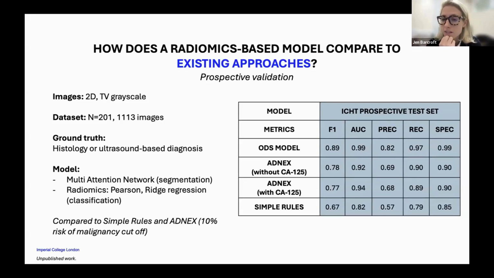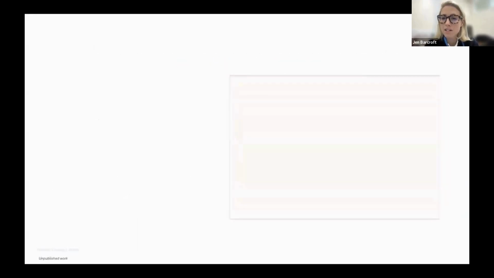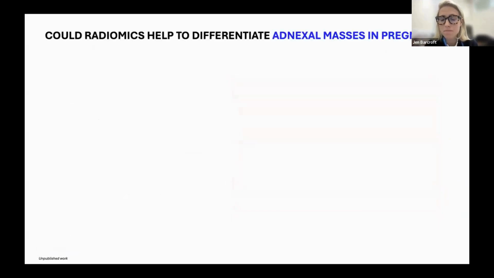But certainly this model, which does not require expertise, i.e. it's an automated end-to-end, so the model picks up the lesion, it extracts the features, it gives an output, in comparison to a model which, as I said, requires quite significant ultrasound expertise to apply it accurately. So it's definitely highlighting a potentially promising approach for classifying adnexal masks without the need for an expert. But clearly this is an internal validation set, so needs further evaluation in an external prospective test set.